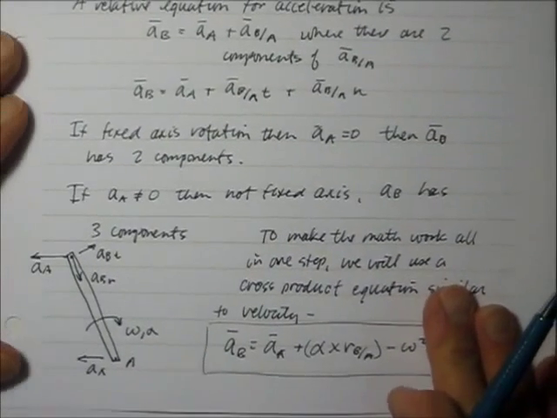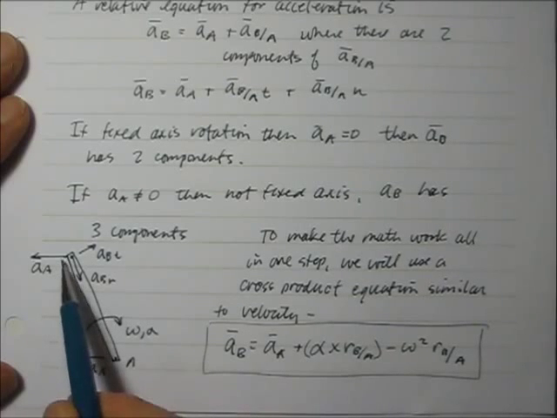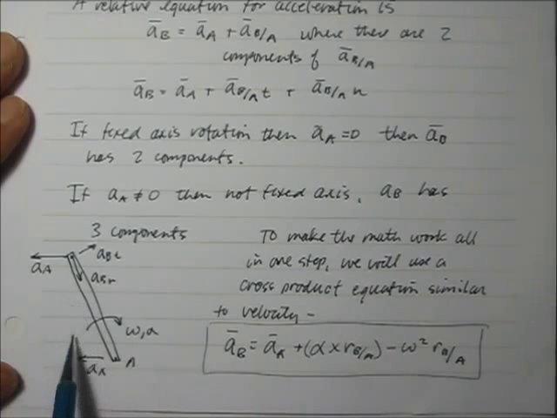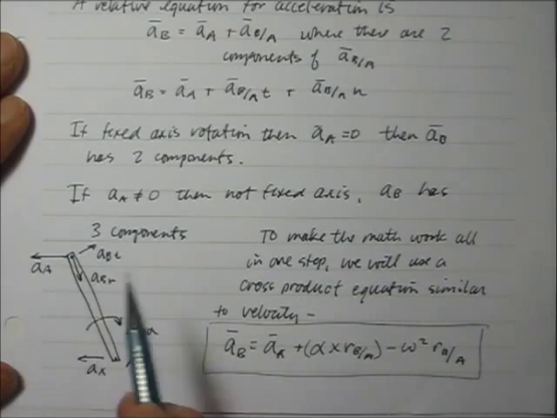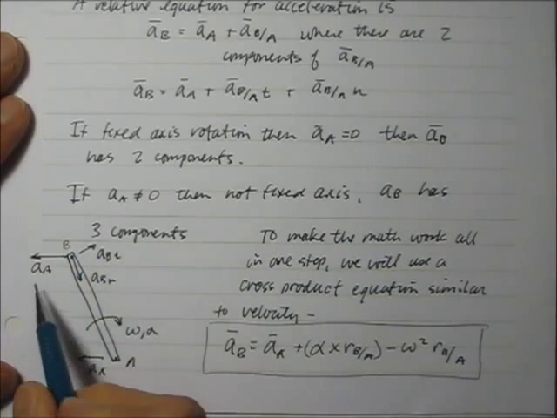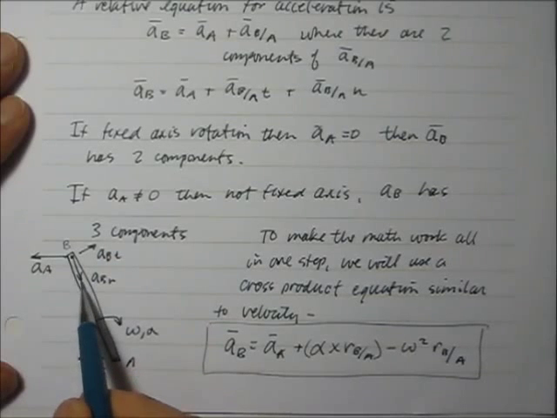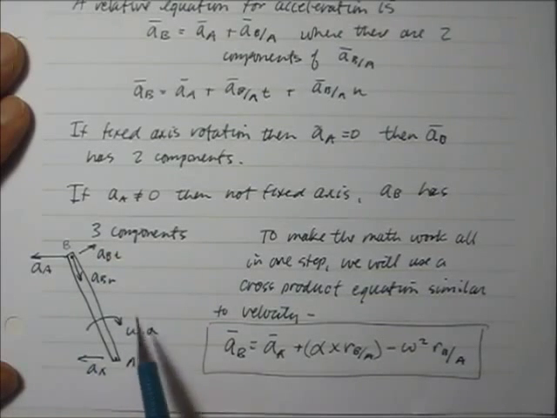All right, so here's just a little picture of that. Let's say that A is accelerating in this direction. We have an alpha and omega in this direction. We may have an acceleration of A in that direction, and this is point B up here. The acceleration of B will have the acceleration of A component, a normal component due to the omega squared, and a tangential component due to the alpha.